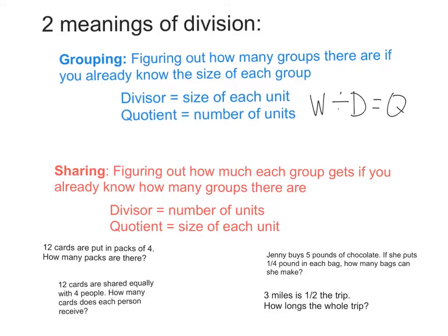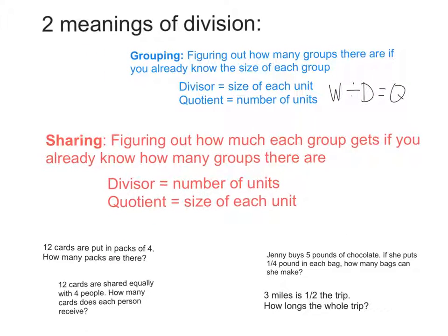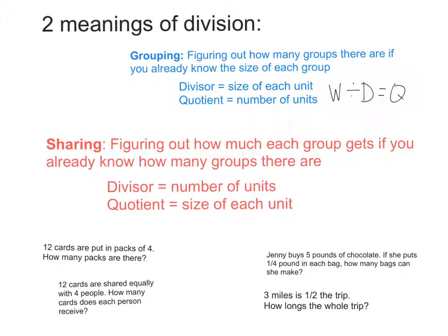The other way we can think about division is called sharing. Sharing means figuring out how much each group gets if you already know how many groups there are. In this case, the divisor is the number of groups there are, and the quotient is how many pieces each person gets. Right now, I want you to take a minute and silently write this in your own words. Explain what grouping means and sharing means.